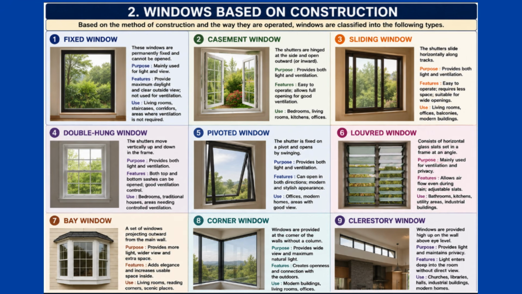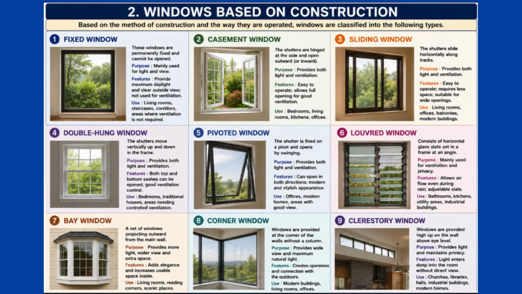4. Double-hung window. A double-hung window has 2 sashes that move vertically, one above the other. Features: both upper and lower sashes can move. Allows controlled ventilation. Air can enter from the bottom while warm air escapes from the top. Traditional appearance. Uses: bedrooms, heritage buildings, traditional houses. Main purpose: controlled light and ventilation.